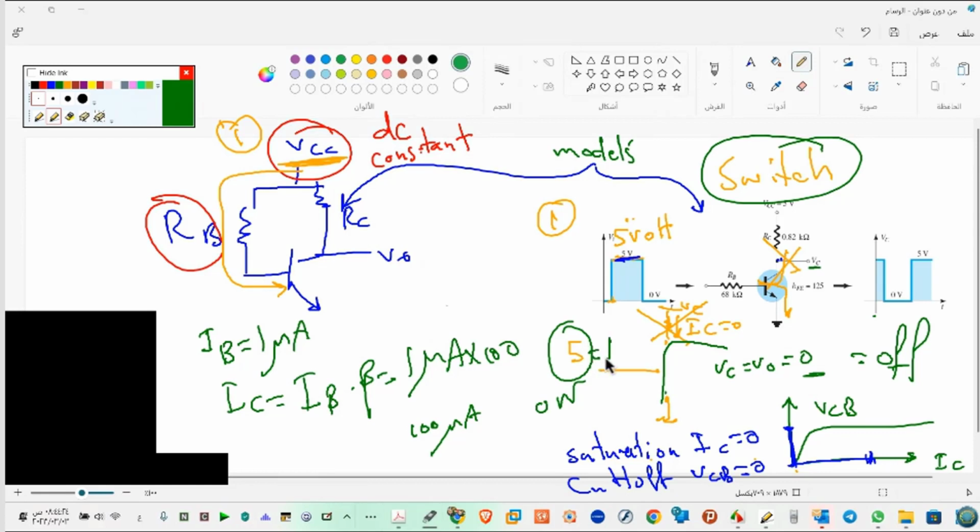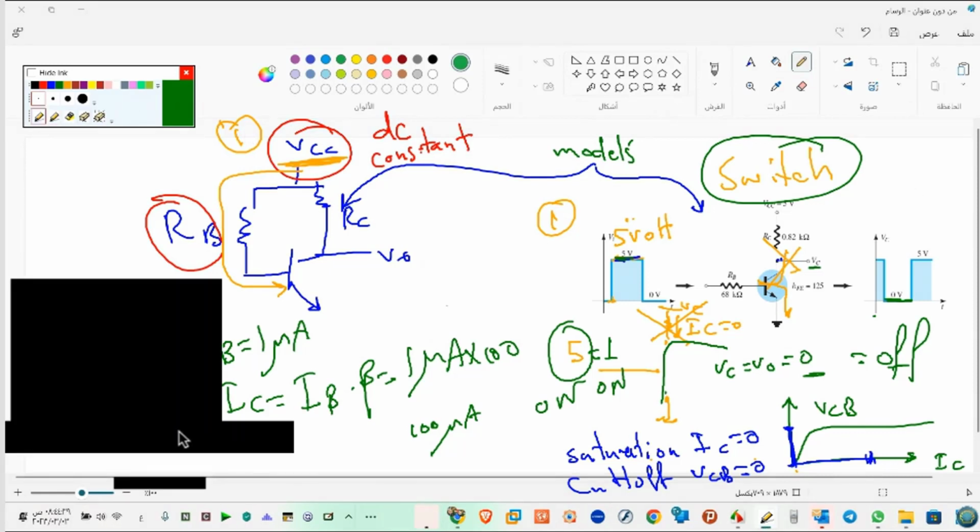5, let's say 1 or on. That means I have volt, but see the output, there is no volt. Got it or repeat? So if I have 1, output will be 0. Why? Because IC is 0 from this graph.